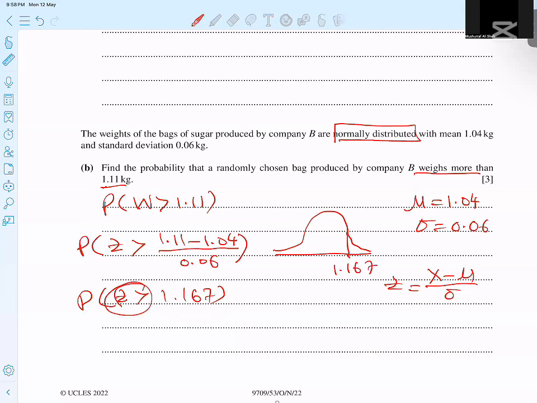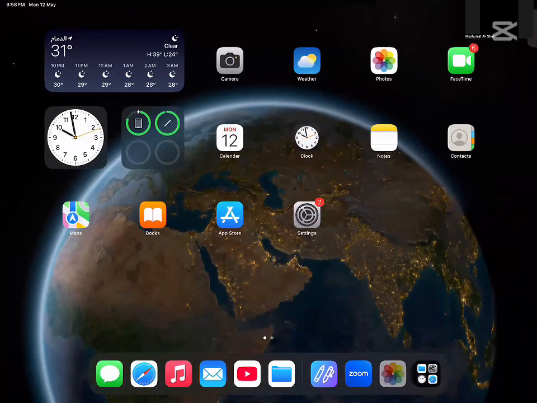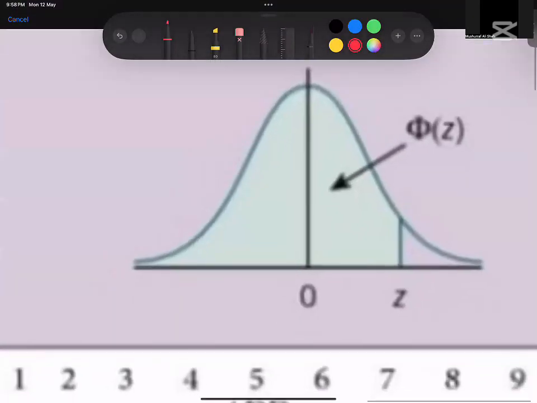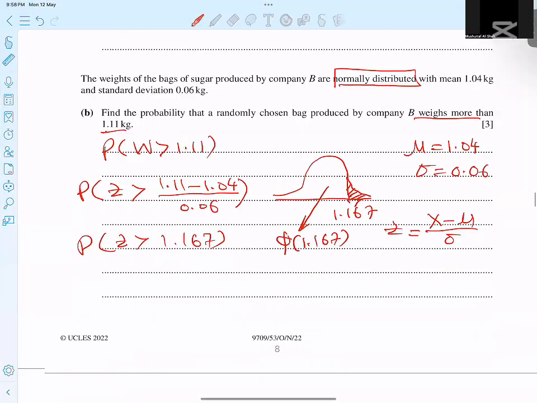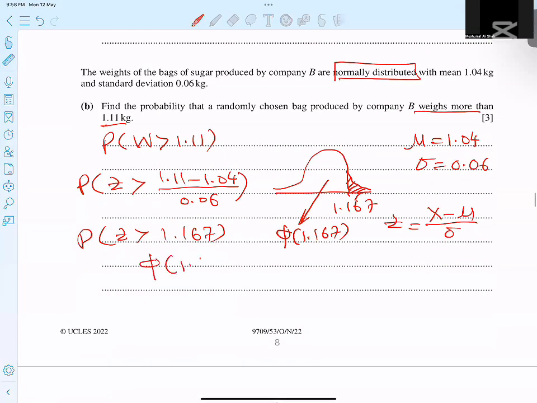Z is more than 1.167. More than is called the right area. But by default, the table gives the value from the left-hand side, always from the left. So when I look up phi of 1.167, I get the white region, but I am looking for the reddish region. So it is 1 minus that, because the sum of the full area is 1.